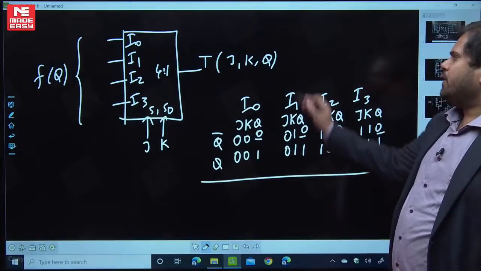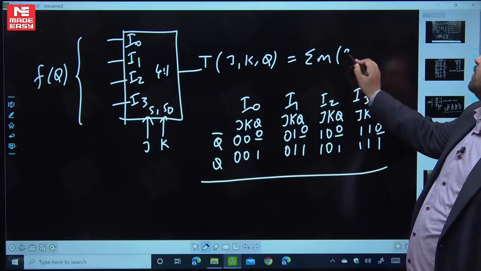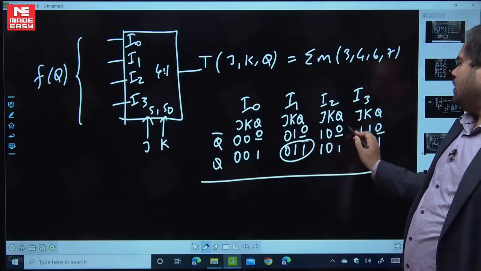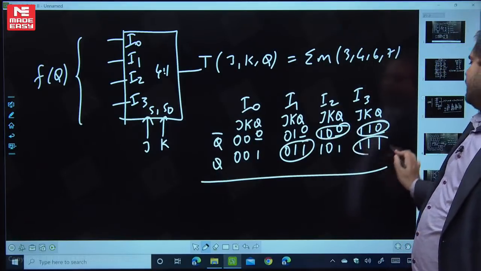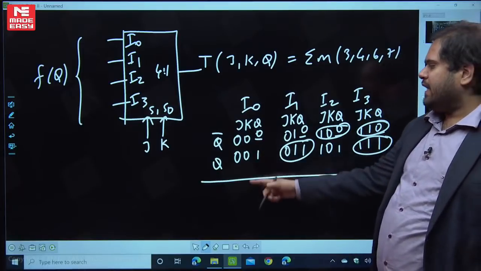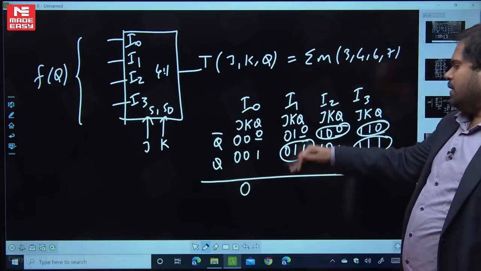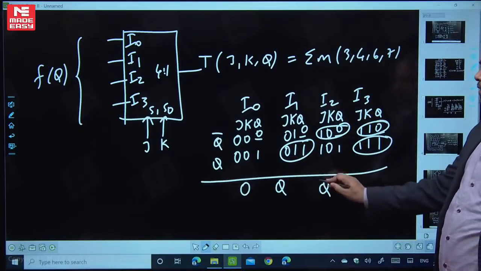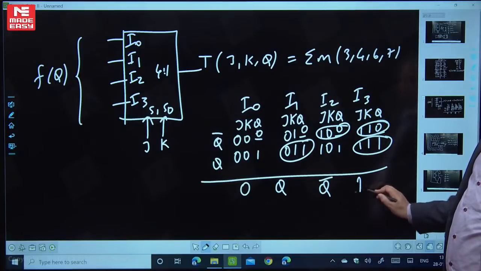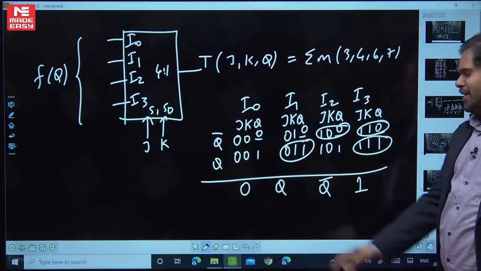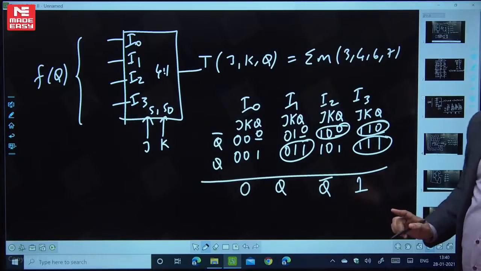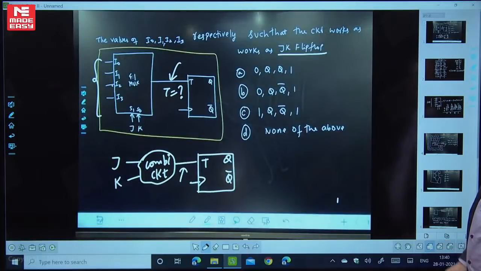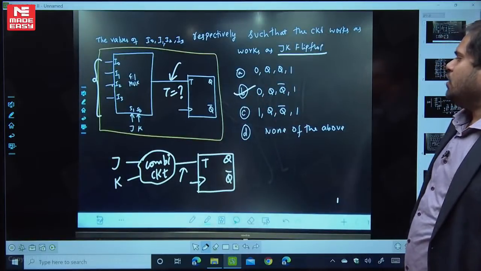Now what are the minterms we got? We got 3, 4, 6, 7. Now make a selection: we select 3, next 4, next 6, next 7. Now tell me, what is the answer here? Nothing selected: 0. Bottom selected: Q. Top selected: Q bar. Both selected: Q bar plus Q, which is 1. So the values are 0, Q, Q bar, 1. This question is basically a combination of 2 questions: flip-flop conversions as well as this. So option B is the correct answer: 0, Q, Q bar, 1.